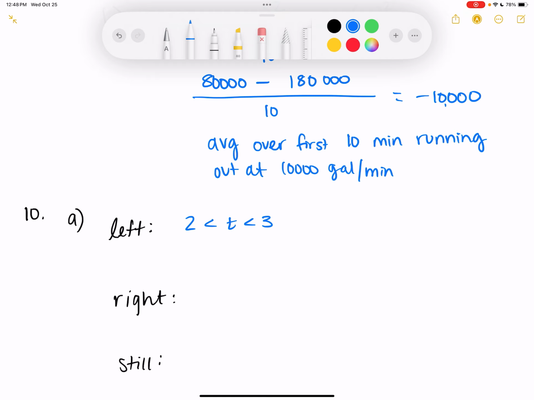Are there any other times where it's moving left? 5 to 6. Now notice there's an end cap point on 6, so we are going to include that. So it's going to be 5 is less than t is less than or equal to 6.